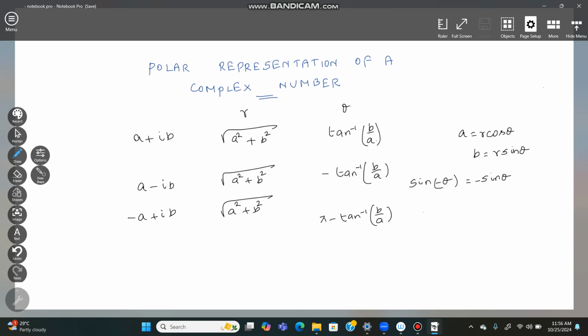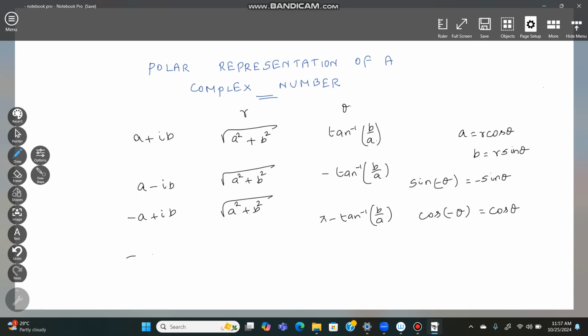We know that in the second quadrant, cos is negative and sine is positive, and angles in the second quadrant are represented as pi minus theta. Moreover, also remember that putting a negative sign will not help, since cos of minus theta is only cos theta, cos being an even function.